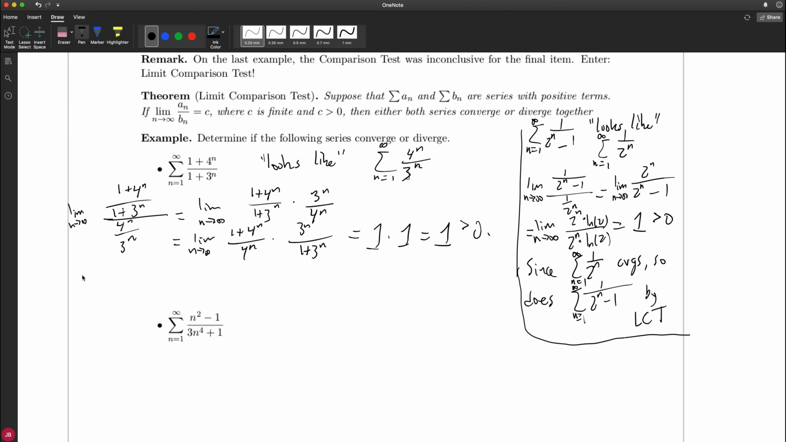So therefore, we conclude that since the sum n equals 1 to infinity of 4 to the n over 3 to the n, well, what do we think here? Does it converge or diverge? The conclusion is that whatever the behavior of this one, that we said the simpler version looks like, if we decided it converges or diverges, then so does the other one. That's the conclusion by limit comparison.